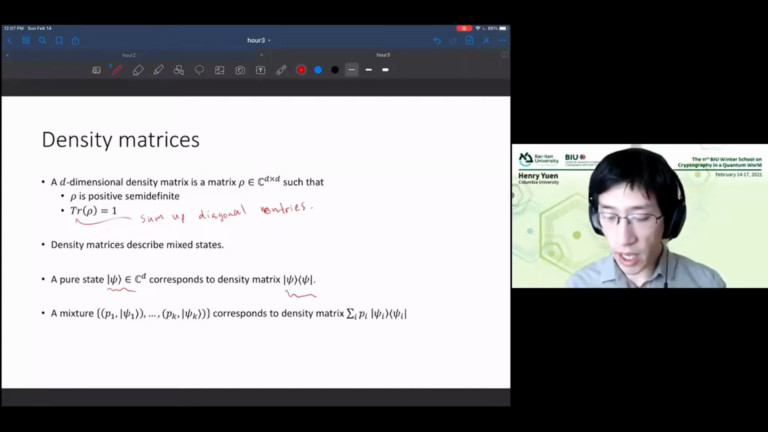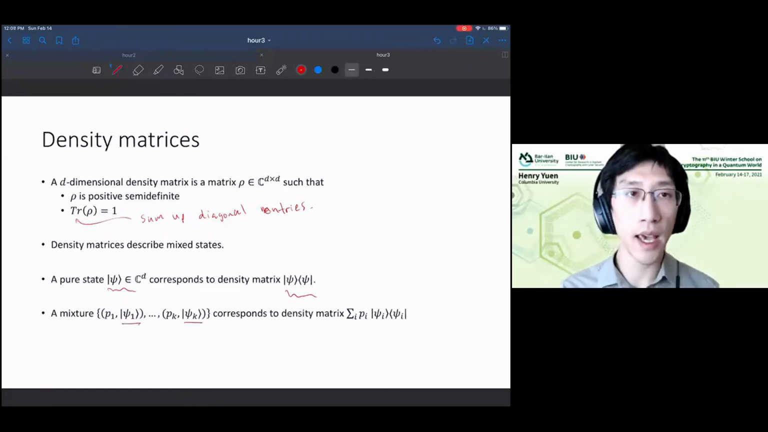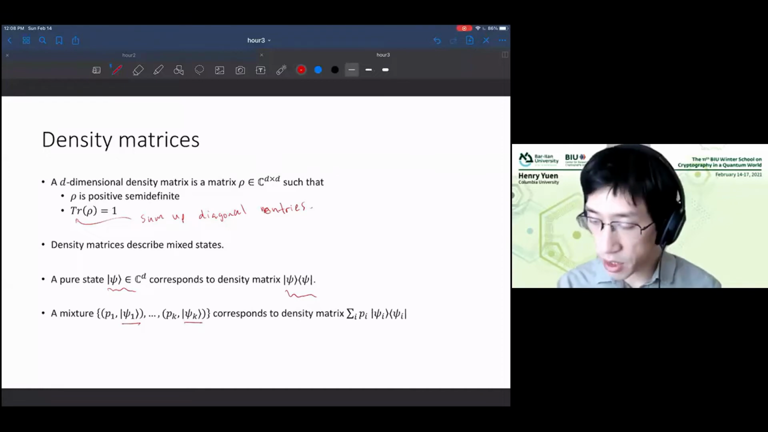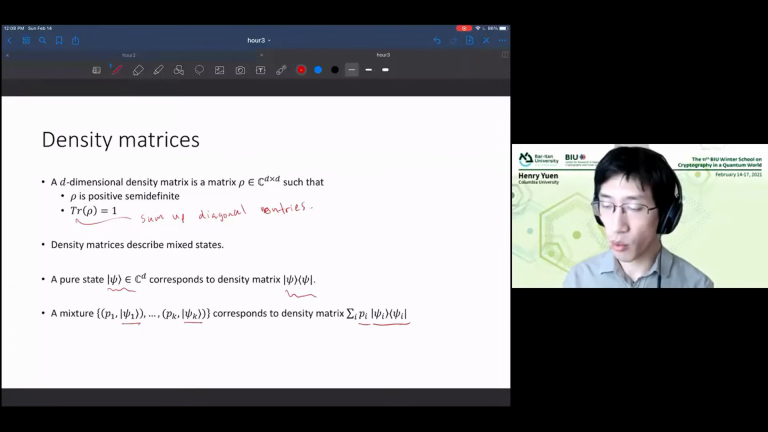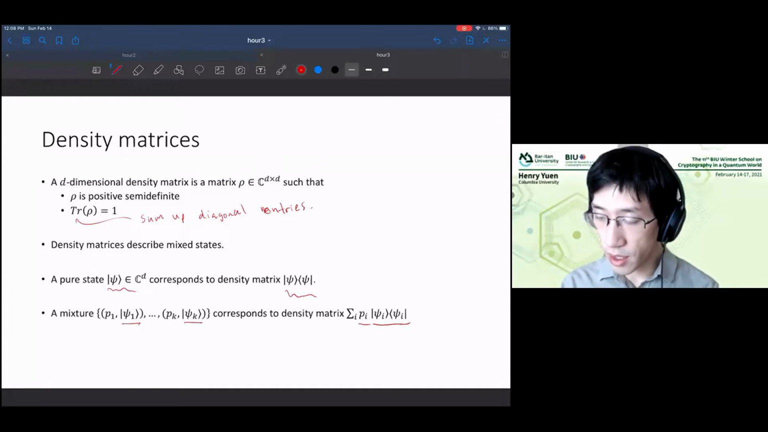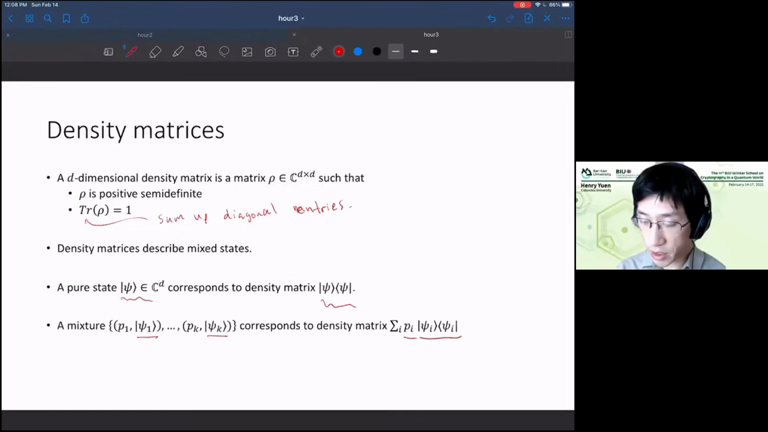More generally, let's say I have a probabilistic mixture of pure states psi 1 up to psi k, each of them occurring with some probability, p1 up to pk. We can package this together into this matrix by summing over outer products of the psi i's weighted by the probabilities that they occur with, right? So again, you can verify that this is a density matrix, because it's a sum of rank 1 outer products, so it's positive semi-definite, and the trace turns out to be 1.